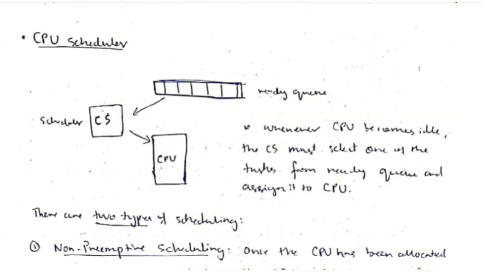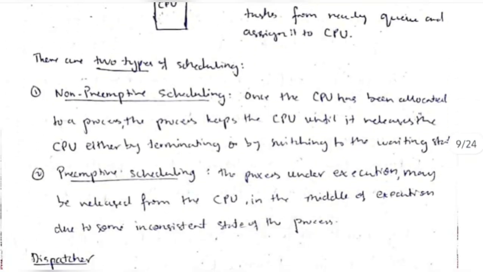And CPU scheduler is nothing but the program which will schedule which task to be given to the CPU when the CPU becomes idle. Okay, so there are two types. First one is non-preemptive and second one is preemptive. It's very important because it's repeated a lot of time in the upcoming topics. So understand what it is.